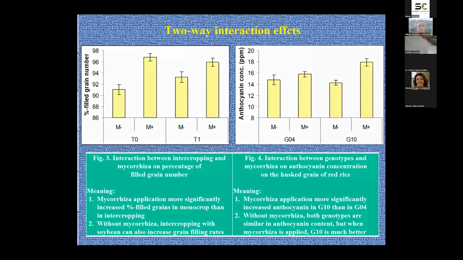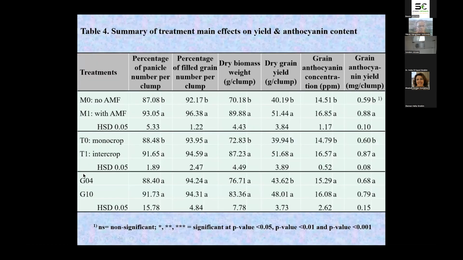Okay, I'll leave that. Hang on. From two genotypes of rice, not very much difference. Only grain yields are different. That means they have different yield potential.